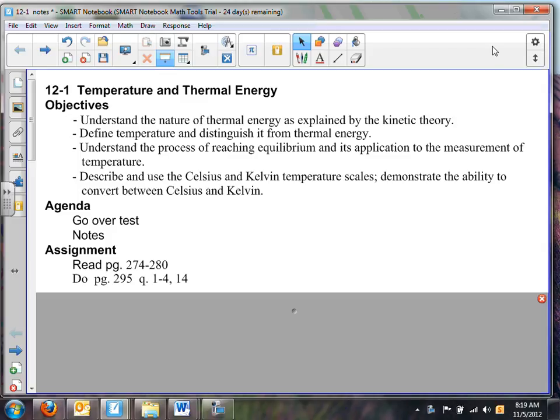Today we're going to start section 12.1, temperature and thermal energy. Notice your objectives: understand the nature of thermal energy as explained by the kinetic theory, define temperature and distinguish it from thermal energy, and then understand the process of reaching equilibrium and its application to measuring temperature, and then explain the Celsius and Kelvin temperature scales and convert between the two scales.